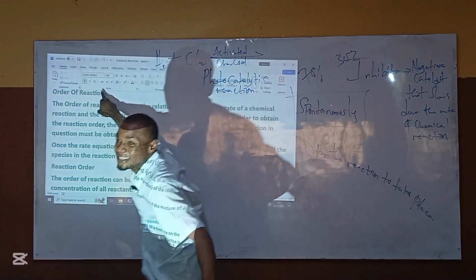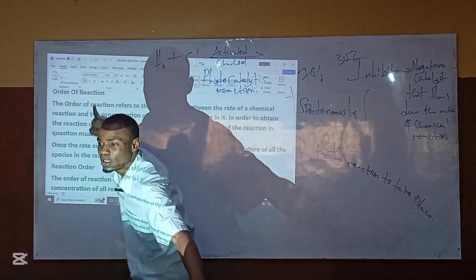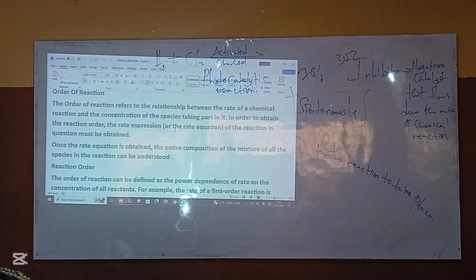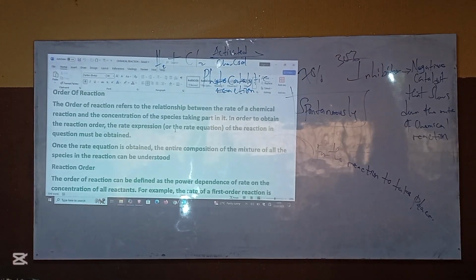This is the subtopic, the last one. Order of reaction is the relationship that tells us whether the concentration of reacting particles is affecting the rate of chemical reaction. That's what order of reaction is all about.